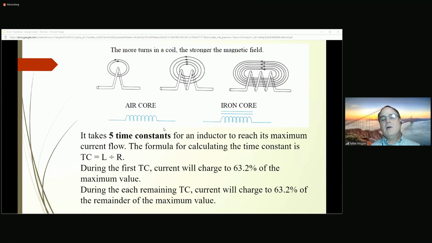All right, so you can see here these three pictures. Well, hopefully you can see here these three pictures. We've got one turn, two turns, three turns, and as I increase the number of turns, it's going to increase this magnetic field around the turns, right? I mean, it just makes sense.